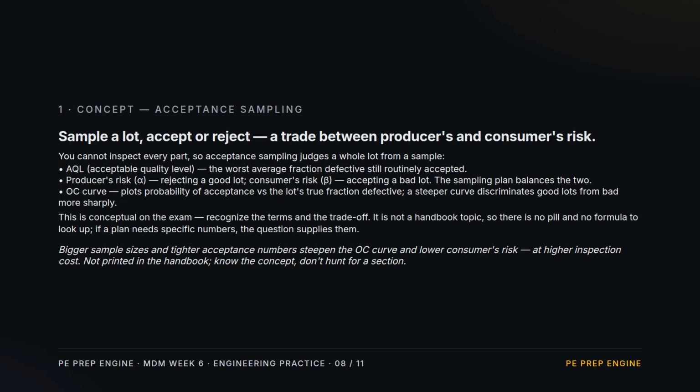Concept 4. Acceptance sampling. You can't inspect every part, so you judge a whole lot from a sample. The acceptable quality level is the worst defect fraction you'll still routinely accept. There are two risks in tension. Producer's risk is rejecting a good lot, consumer's risk is accepting a bad one, and the sampling plan trades one against the other. The operating characteristic curve plots the chance of acceptance against the lot's true defect fraction. A steeper curve tells good lots from bad more sharply.